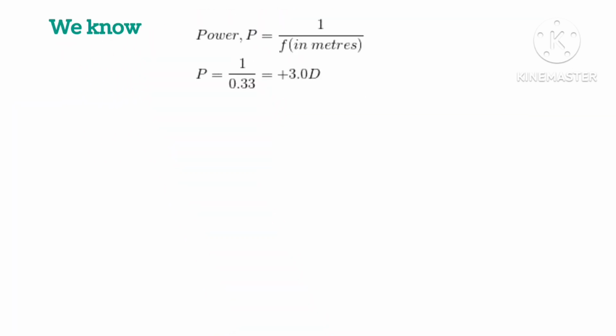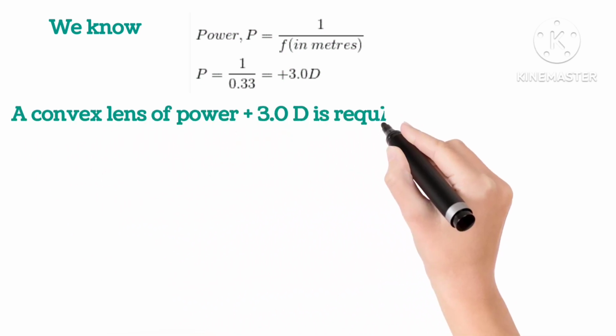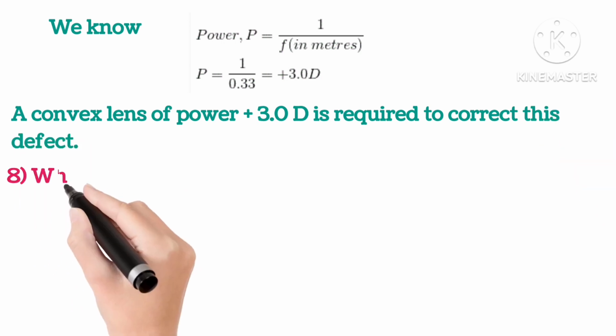Now we know that power is equal to 1 by focal length. So putting the value of focal length here, we get power is equal to plus 3 diopters. A convex lens of power plus 3 diopters is required to correct this defect.